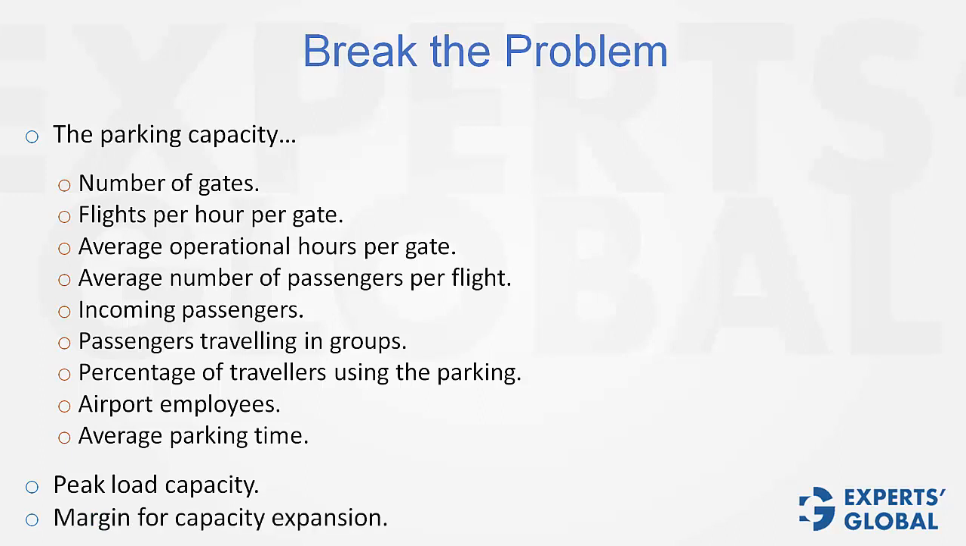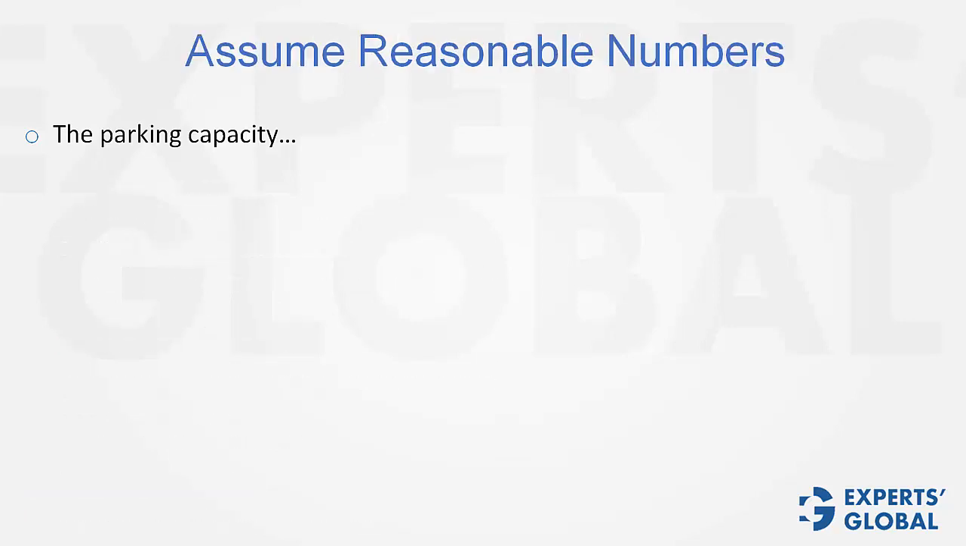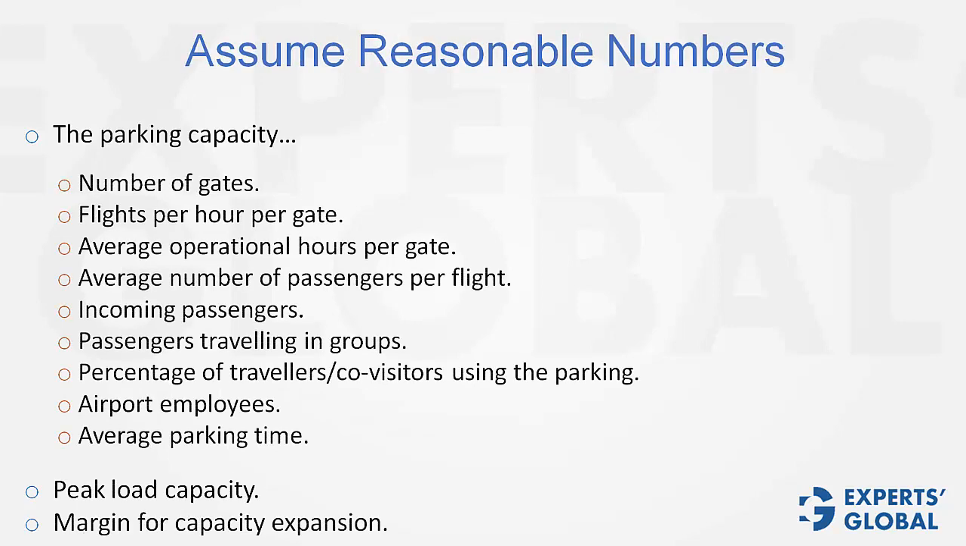And margin for capacity expansion. While planning, we would want to have capacity for any marginal increase in the load handled by the airport. So now we have completed the first step, which was to break the problem. We broke this into a good 10 parts or so, and now let's go about filling these parts with reasonable numbers. I would suggest that at this stage, please pause the video and fill in the numbers. This step will help you identify how reasonable your estimates are.